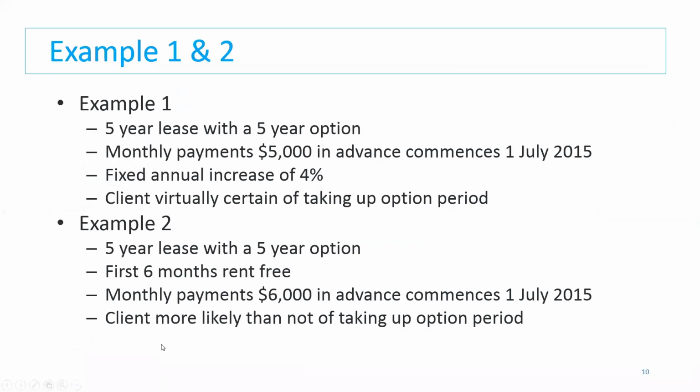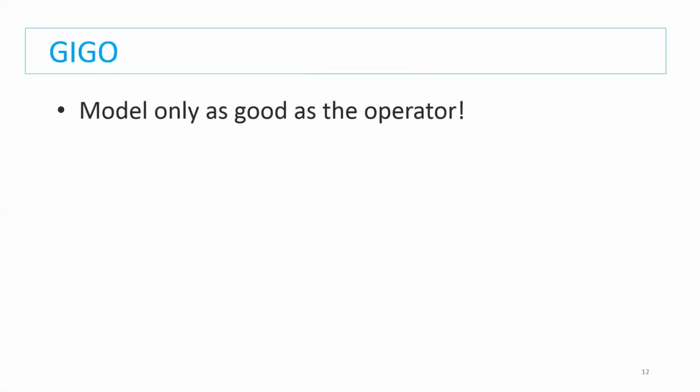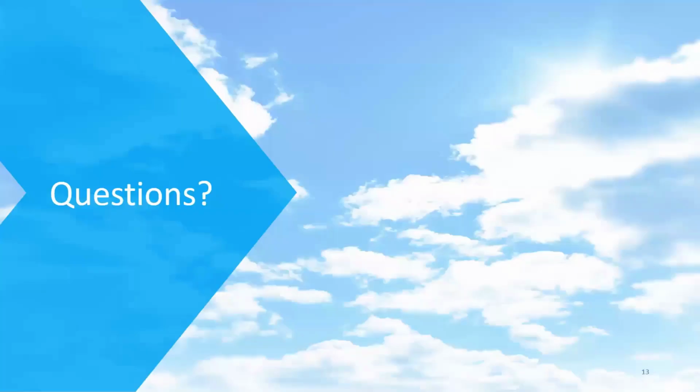A couple of final points I'd like to make is don't forget the application date, 1 January 2019. So it's 31 December 2019 and rolling forward for different year ends. And this spreadsheet is only as good as the inputs that go into it. So if it's got garbage put in, it's got garbage coming out. So you really need to take time to learn to understand the model, how it works, and to effectively dig into it to see if it's doing what you're expecting it to do.